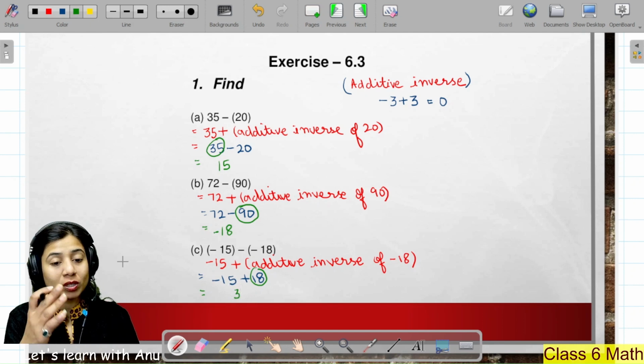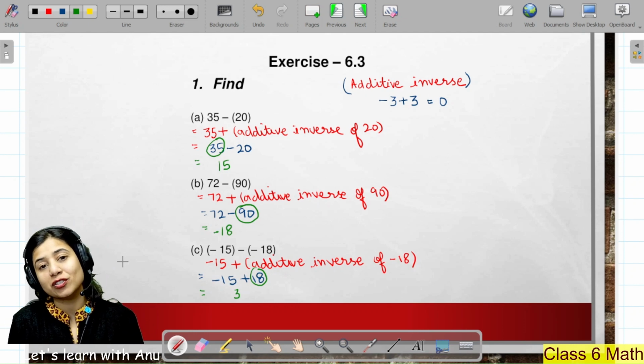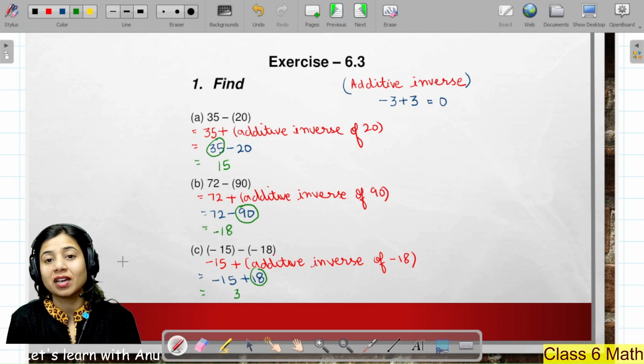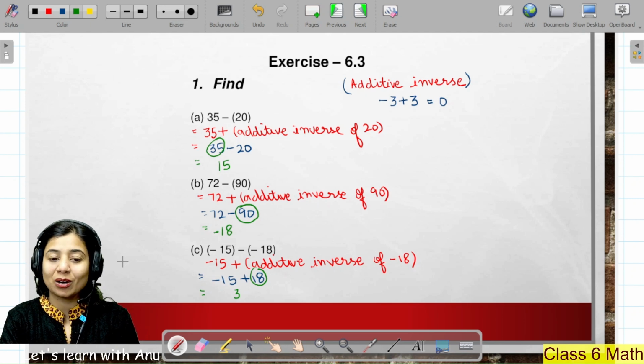Now I will repeat all the three parts of question number 1 using the regular method, and you can use any method to solve these questions. You know, that's the beauty of this subject. Like for a particular question, there are numerous methods of solving it, right? So let's do that regular method now.